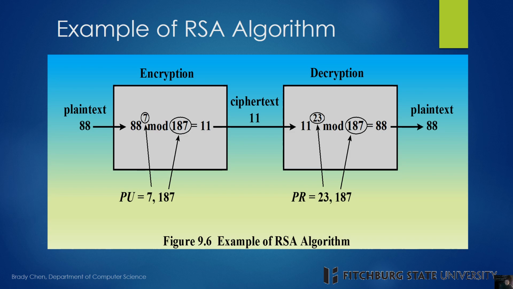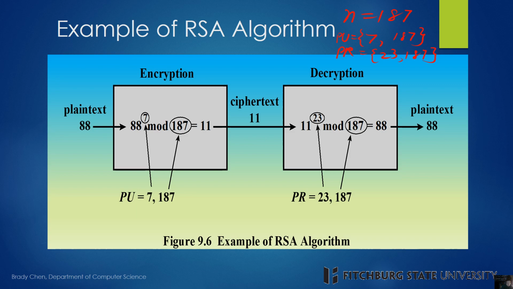So in this example, we find n, which is 187, a multiplication of two prime numbers, 17 and 11. Then we find one of the keys, which is (7, 187). We can make this a public key. And then we find a private key, which is (23, 187). The 7 and the 23 basically create a pair, right?